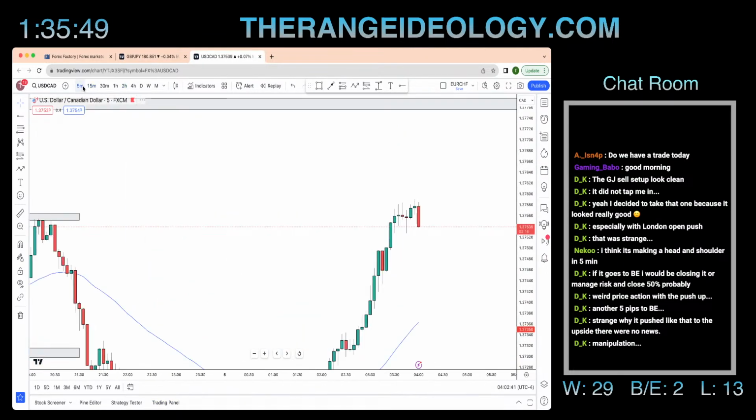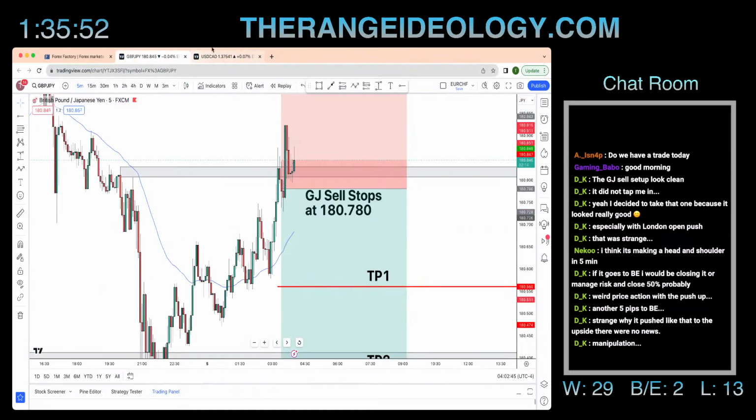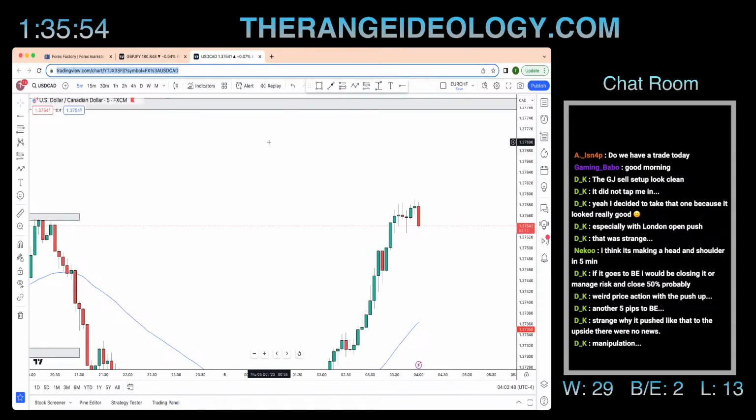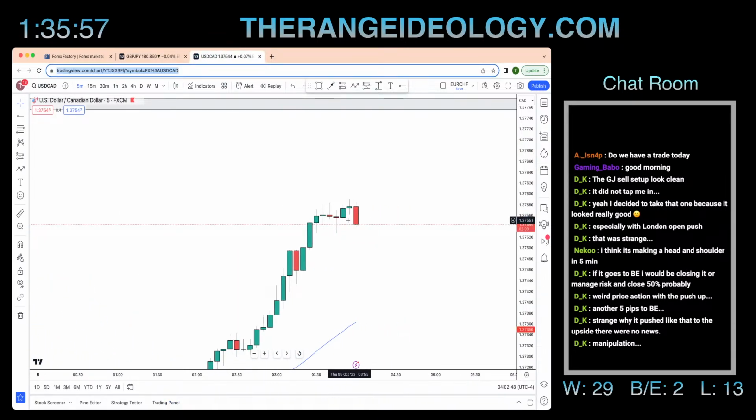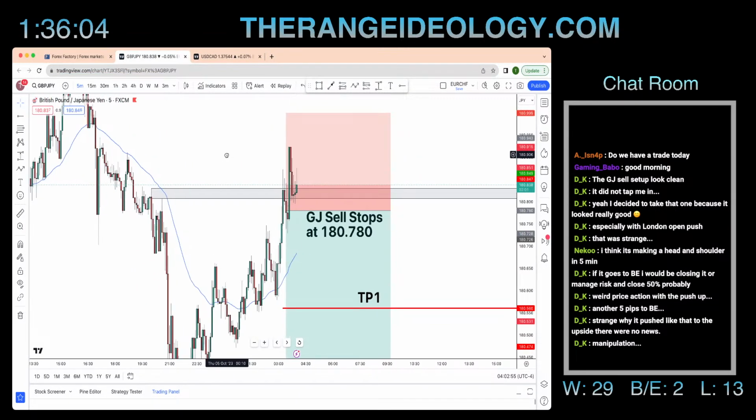And here USD CAD is now pushing down. So that means that GJ may push up, unless USD CAD is just ranging in this zone and then continues up. Let's see. You can see a lot of quick bullish jumps on GJ right now. All right, let's see. All right, it is pushing now.